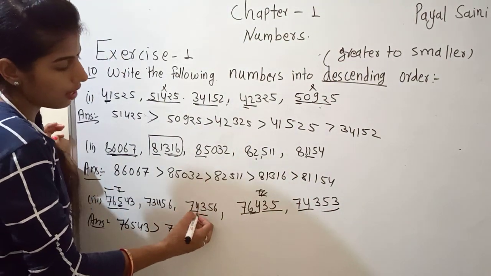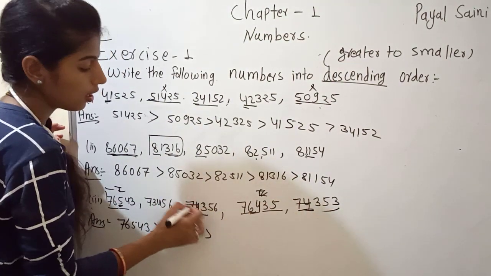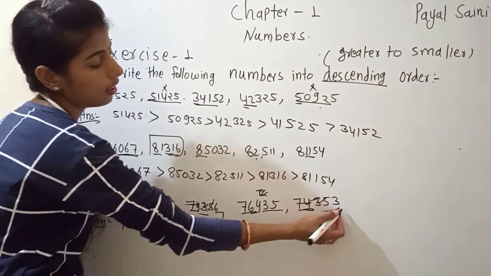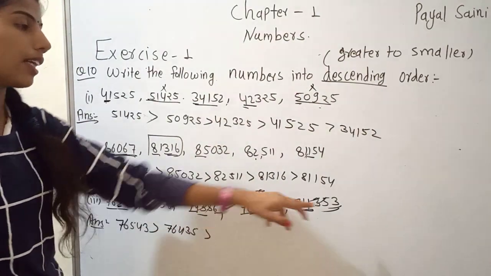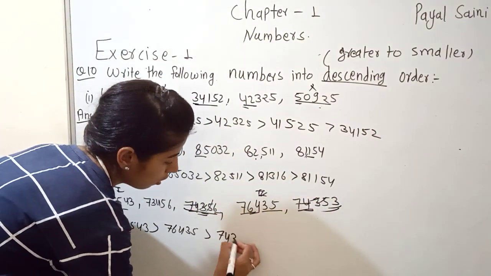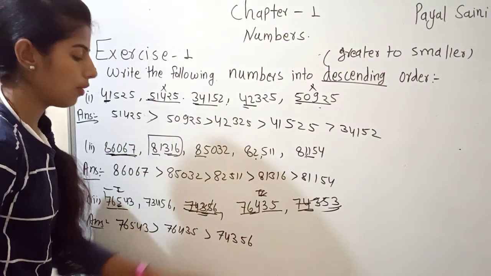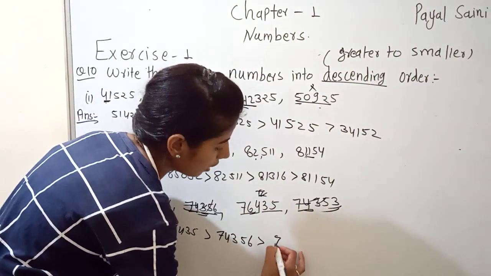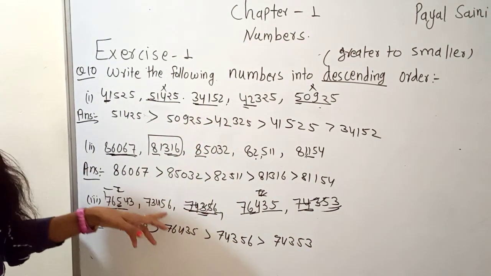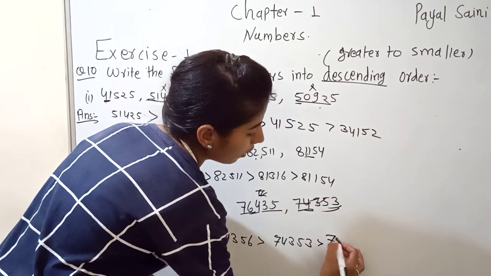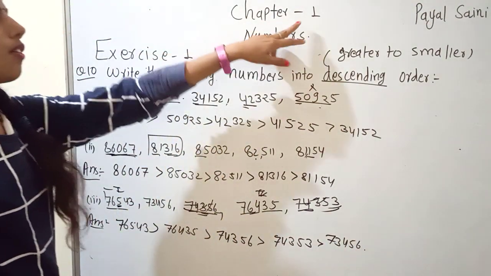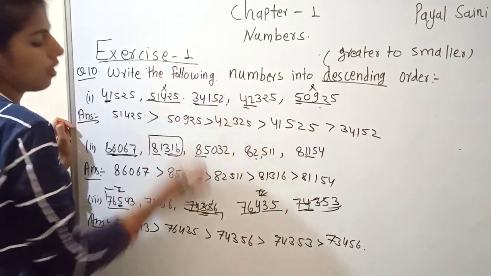When we compare here, 74 both are cut. Here 3 is also cut. Here 5 is cut. Here is 6 and here is 3. We know that 6 is greater than 3. Then which number do we write here? First we write this number, 74,356. After that we write 74,353 and last is 73,456. Like that, chapter number 1, numbers exercise 1, was completed.